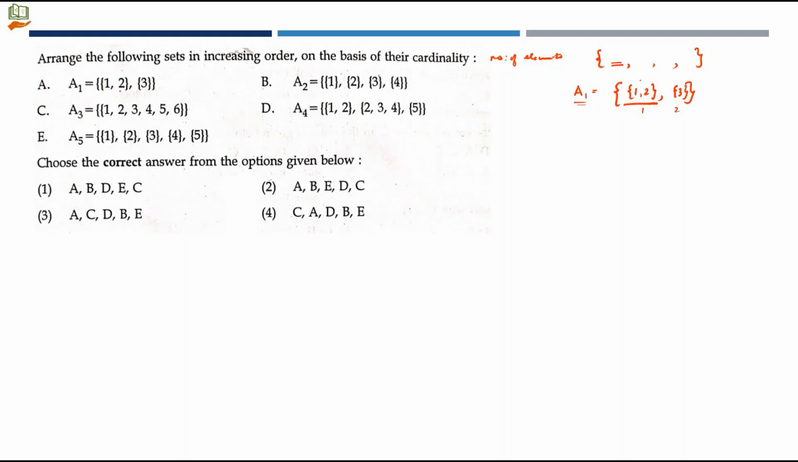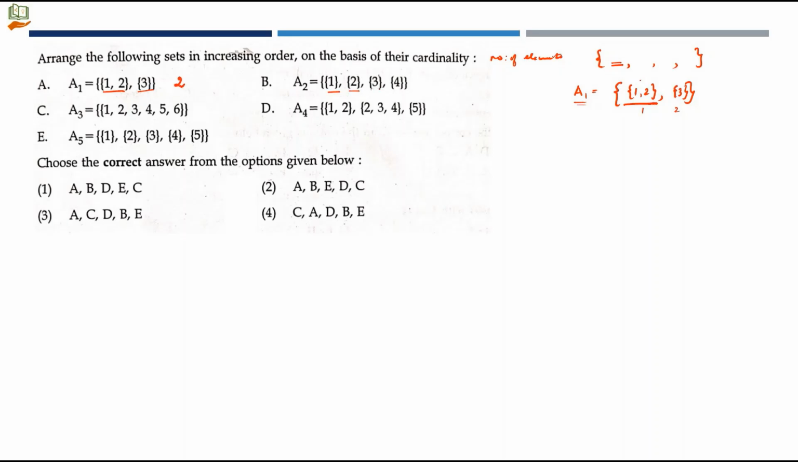One element is this one, comma, the second element. How do you actually place elements in the set? Inside the curly braces, we will place the elements with commas. So count only the elements, don't worry about what are the elements inside. Regarding cardinality, this is how you have to work. A1 has 2 elements.